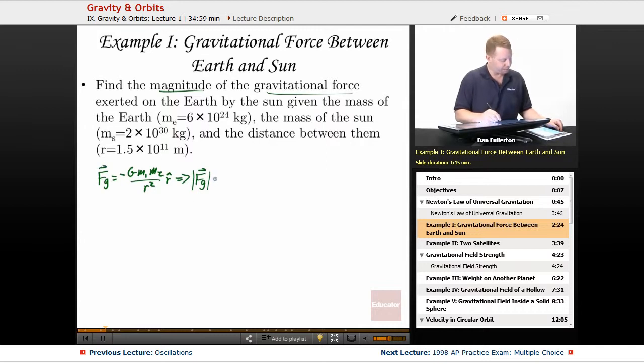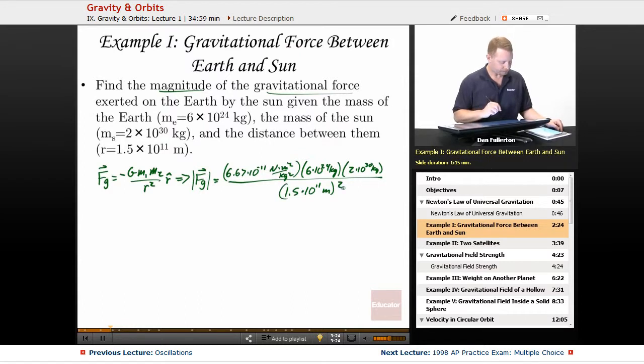of that gravitational force, it's just going to be 6.67 times 10 to the minus 11 newton meters squared per kilogram squared, capital G, the universal gravitational constant, times our first mass, the mass of the Earth, about 6 times 10 to the 24 kilograms, times the mass of the Sun, about 2 times 10 to the 30th kilograms, divided by the square of the distance between them, 1.5 times 10 to the 11th meters squared. Put all that in my calculator and I come up with a force of about 3.5 times 10 to the 22nd newtons.